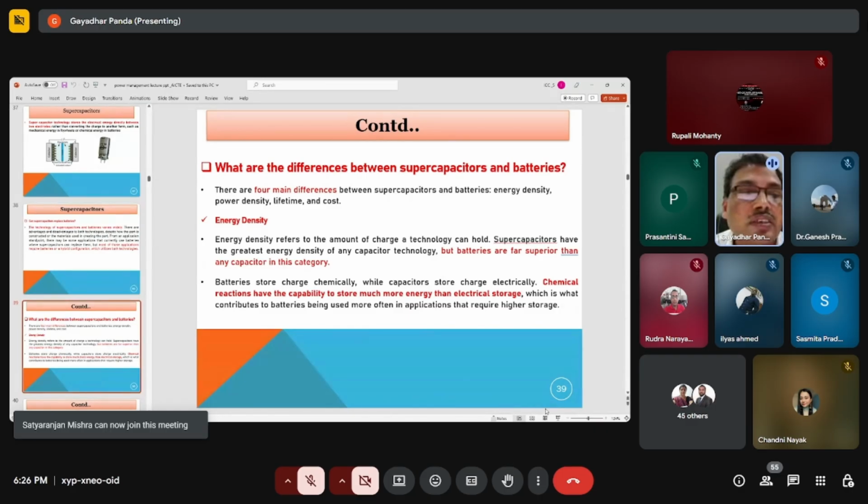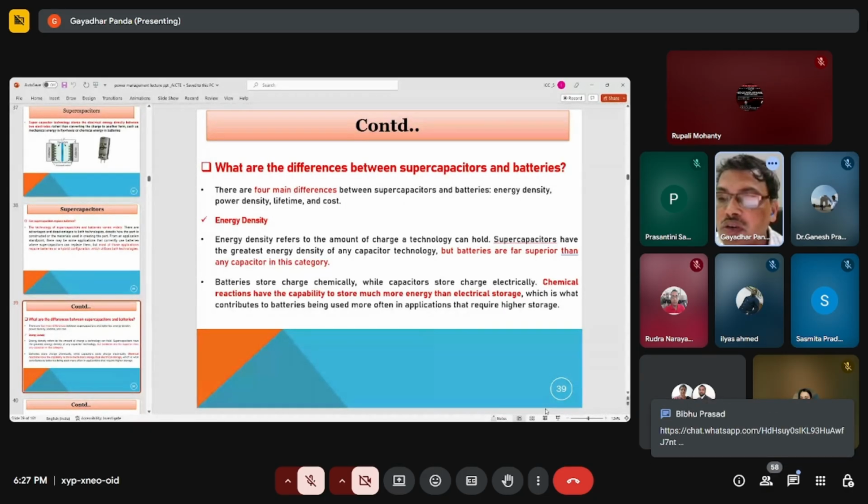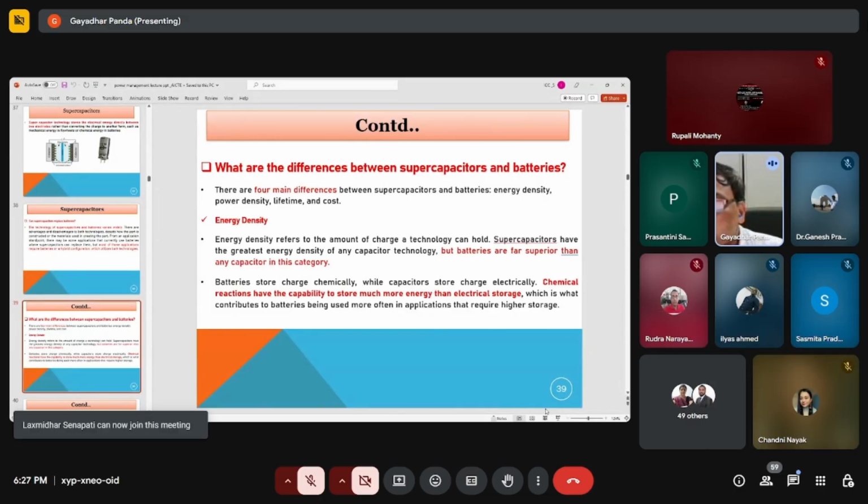Then what is the difference between supercapacitors and batteries? There are four main differences: energy density, power density, lifetime, and cost. Energy density refers to the amount of charge a technology can hold. Supercapacitors have the greatest energy density of any capacitor technology, but batteries are far superior to any capacitor in this category. Batteries store charge chemically while capacitors store charge electrically. Chemical reactions can store much more energy than electrical storage, which is why batteries are used more often in applications that require higher storage.